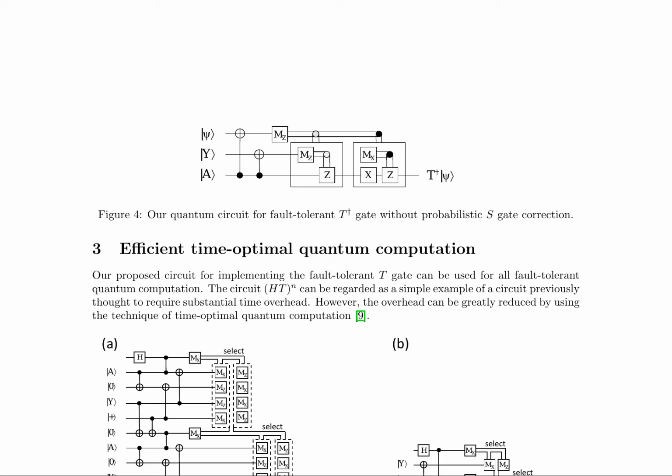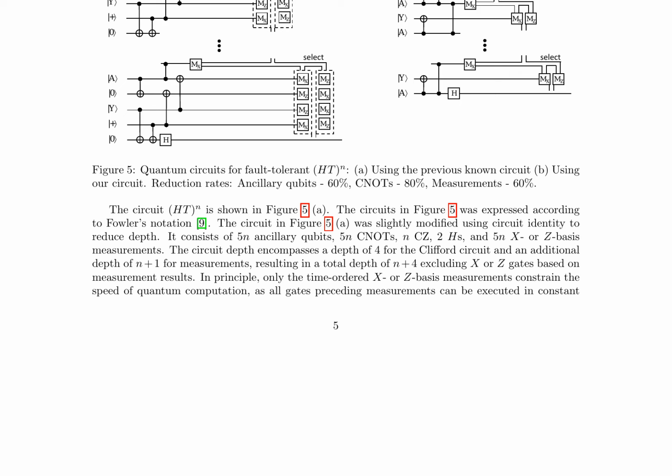The proposed circuit consists of N ancillary qubits, N CNOTs, N CZ gates, two Hadamard gates, and two X or Z basis measurements, with a total depth of N+4 excluding X or Z gates based on measurement results. This achieves a 60% reduction in ancillary qubits, an 80% reduction in CNOTs, and a 60% reduction in measurements. The authors also apply their design to time-optimal quantum computation, as shown in Figure 6.